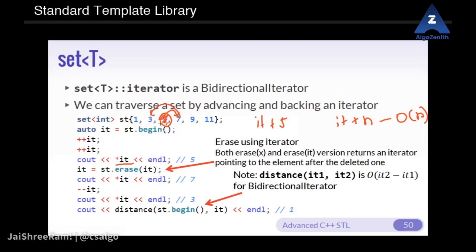And then if you want to find the distance of 3 to the begin, it will find out there is a difference of only 1 element, right? It's over here and the begin is over here, so there is a difference of only 1 element. Okay. So note that the distance operation between two iterators, it2 minus it1, is order n, because in this set, just like we discussed that it plus n takes order n, finding the difference as well takes an order of linear type.